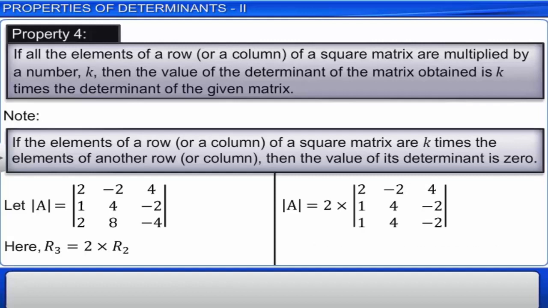And from property 3, we know that if 2 rows or columns of a square matrix are identical, then the value of the determinant is equal to 0. Hence, the determinant of A is equal to 0. This verifies the result.